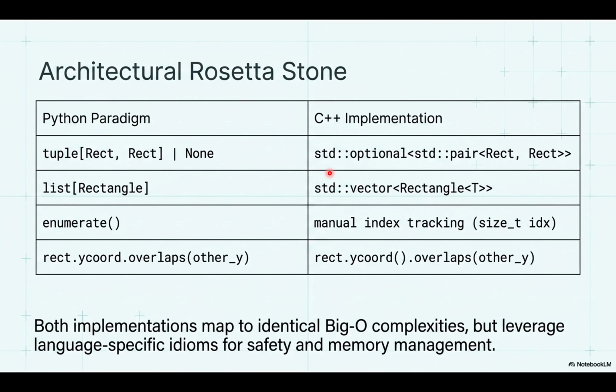Very clean. Right. But the C++ version uses things like std::optional, std::pair, rect rect, and std::vector. It's highly engineered. It looks intense, but so what does this all mean? The presentation explicitly notes that both implementations map to the exact same big O complexity. They're both O of n log n. Yep, the math is identical. So if the math scales identically, why did the developers bother going through the pain of writing that strict, verbose C++ version at all? Why not just use the readable Python?